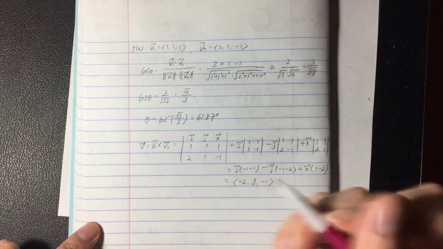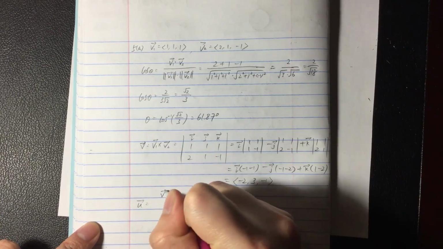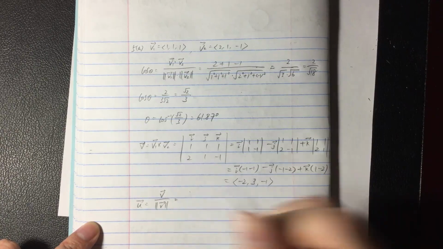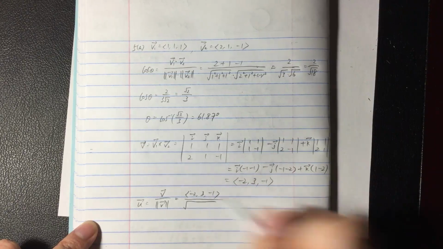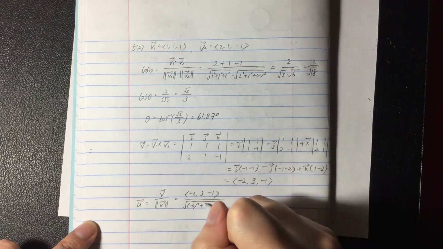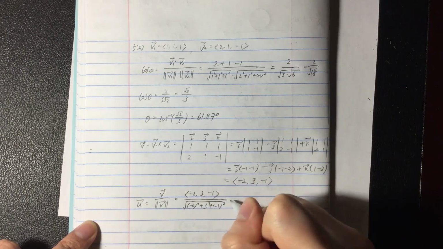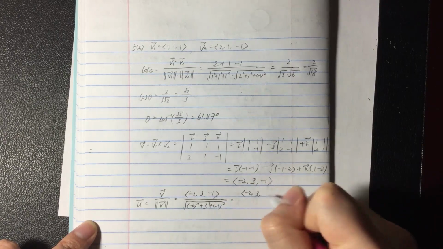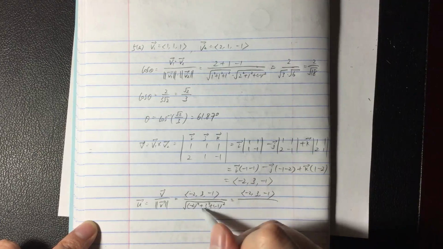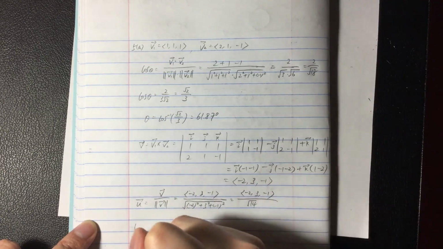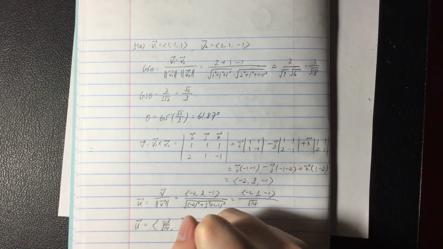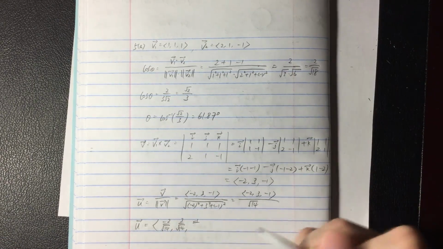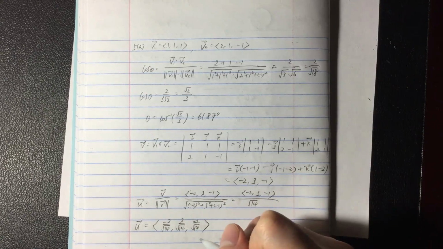Then, in order to find a unit vector, I take vector v divided by its magnitude, which is the square root of negative 2 squared plus 3 squared plus negative 1 squared. Negative 2 squared is 4, 3 squared is 9, negative 1 squared is 1. 4 plus 9 plus 1 is 14. So the unit vector is negative 2 over radical 14, 3 over radical 14, and negative 1 over radical 14. This is a unit vector which is orthogonal to both vectors.